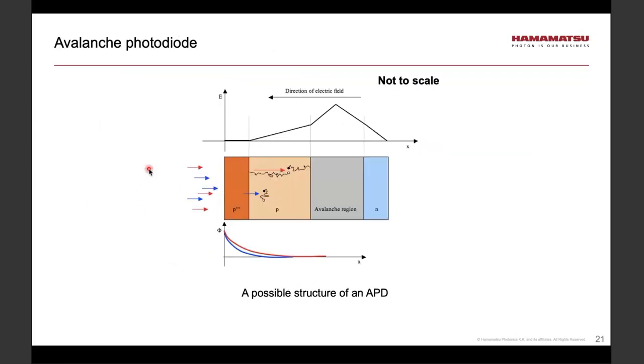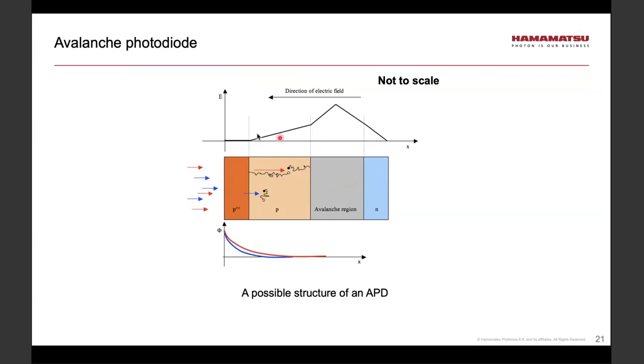So let's now turn our attention to the avalanche photodiode. What you see here is, again, a not-to-scale artist conception of the basic structure of this device. Again, some of these regions are highly exaggerated. So light comes from the left. We have several layers of a semiconductor. The important layer is the avalanche region. That's where the actual impact ionization occurs.